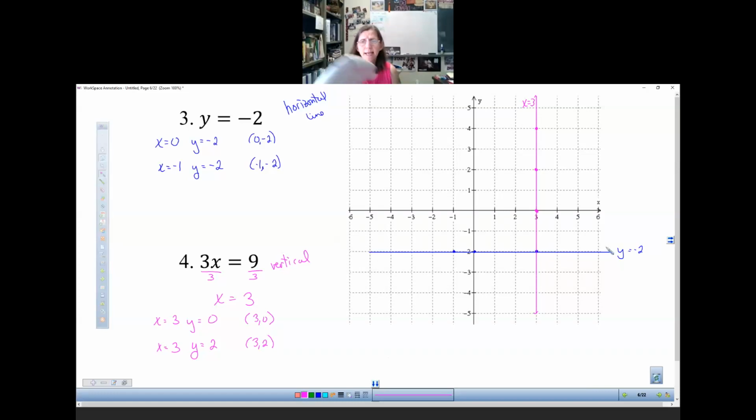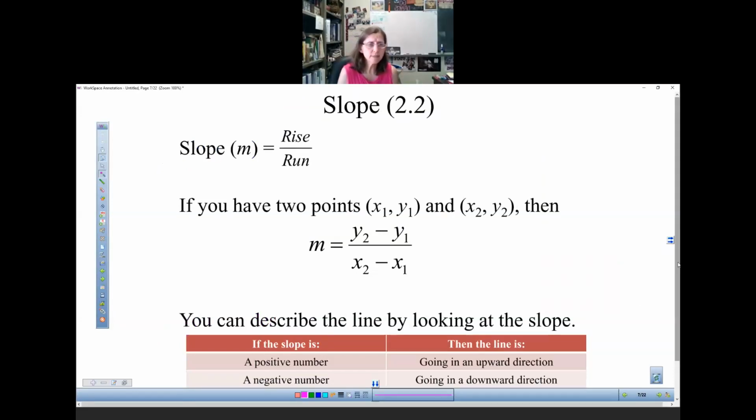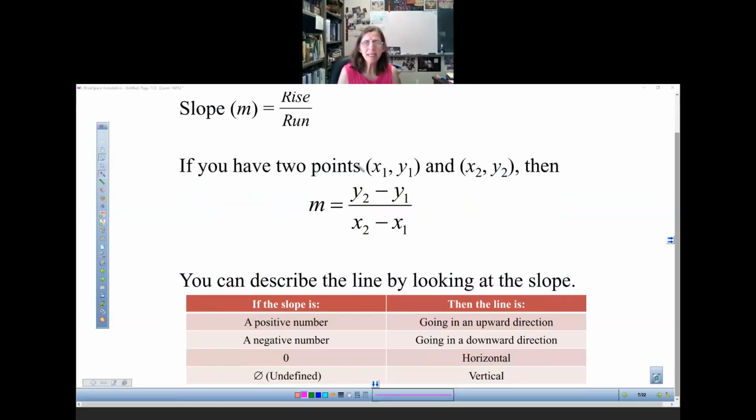And if it has a rise of 0, sorry, I just dropped my pen. If it has a rise of 0, then that means 0 over some number, and we know that a fraction of 0 over a number is the number 0. So we can have 0 on the top of a fraction and we get 0. So a horizontal line has a slope of 0.